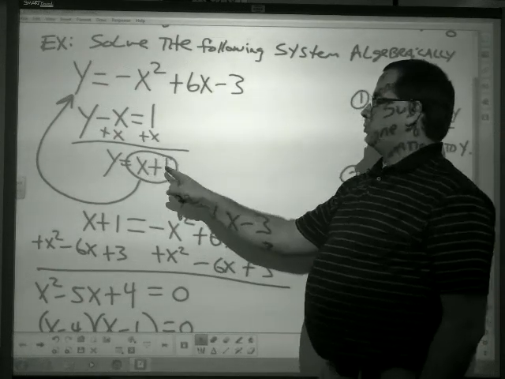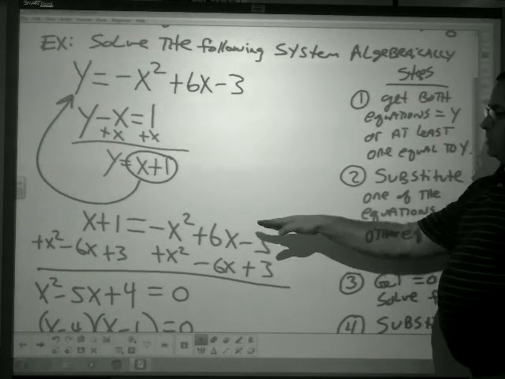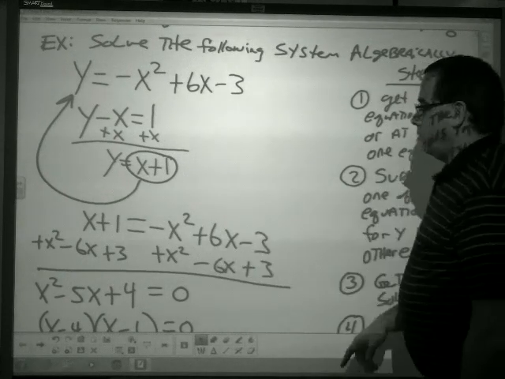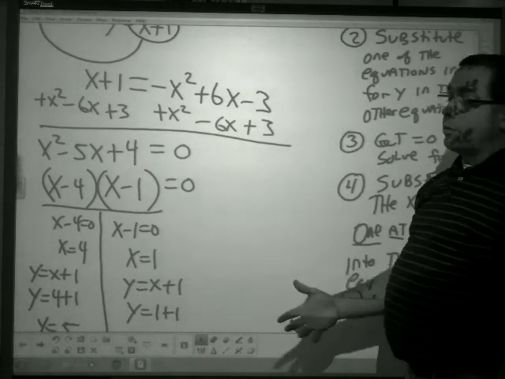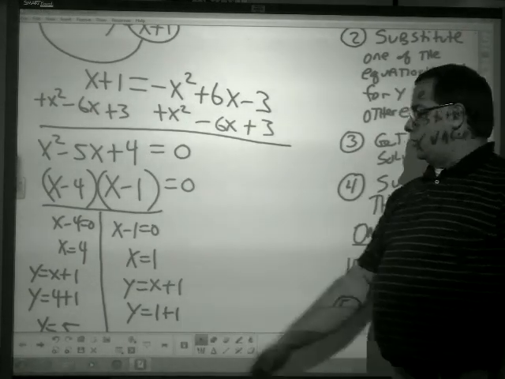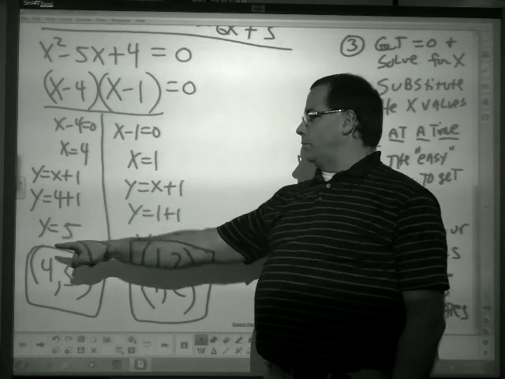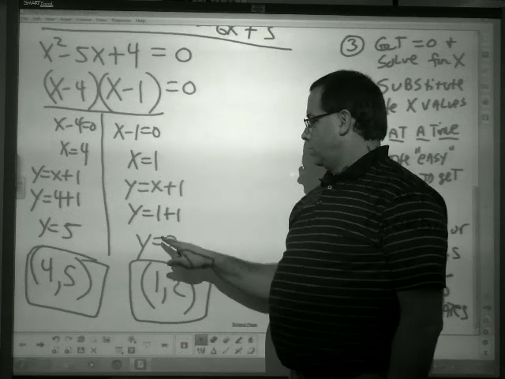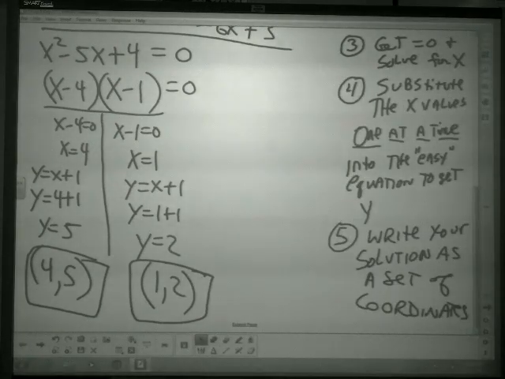Whatever this is equal to, put it wherever I see y, and then, since it's x squared, get it equal to 0. Factor, or if you're not sure how to factor it, you can use the quadratic formula, whatever you need to do to get 2 x values. Once you get 2 x values, one at a time, plug them in and get me a y value. Write your solutions as coordinates, and that is the system of equations.